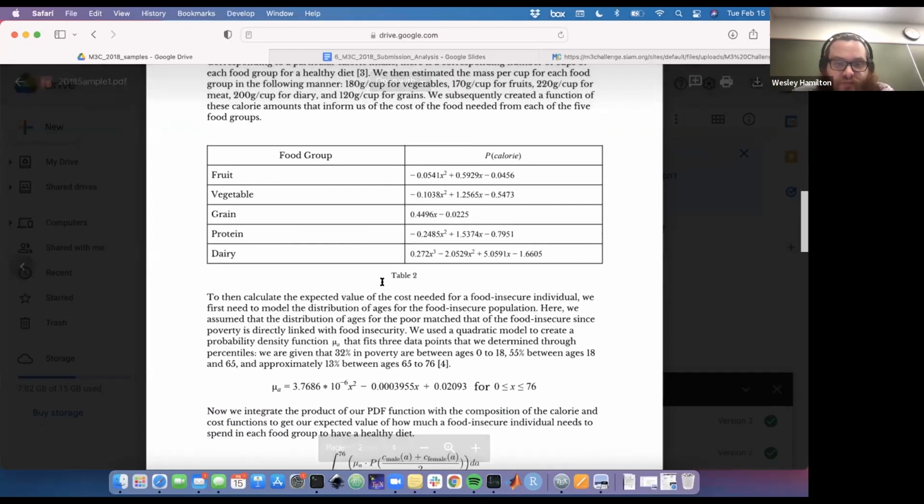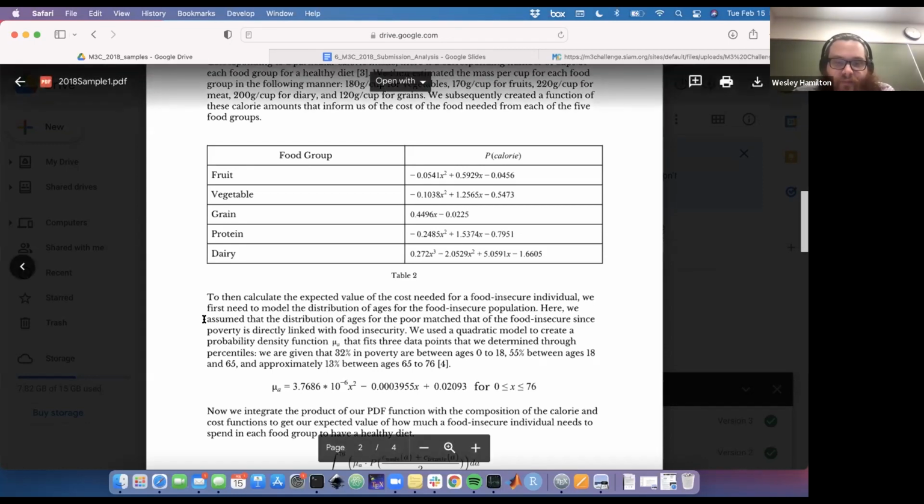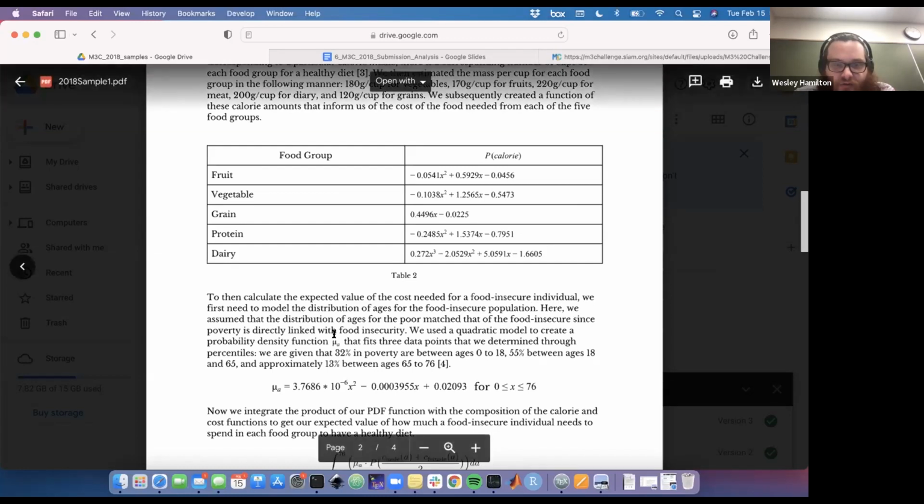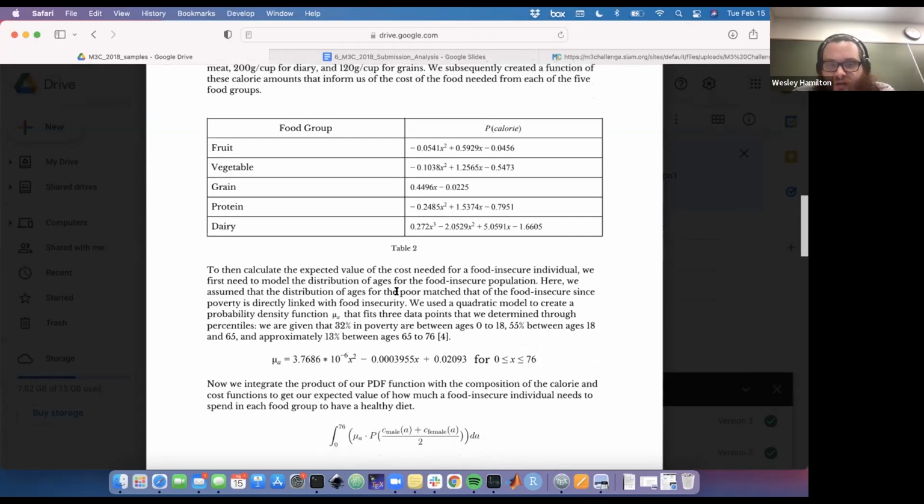Let's see. And so then they say expected value of the cost needed for food insecure individuals. First, need to model the distribution of ages for the food insecure population. Okay, so they're getting at, different age, different caloric and other needs. Assume that the distribution of ages for the poor match that of the food insecure, since poverty is directly linked with food insecurity. We use a quadratic model to create this probability that fits 3 data points. Okay, so here are the actual data points.